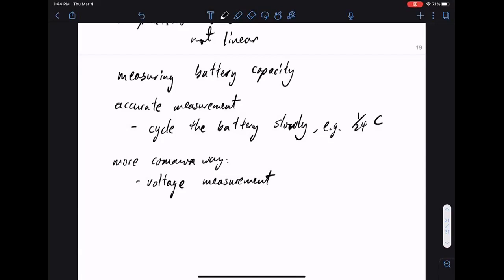Maybe without using a battery cycler, without cycling, give the battery to somebody for 2 days and let them cycle it. Anybody heard of some other ways to do this?